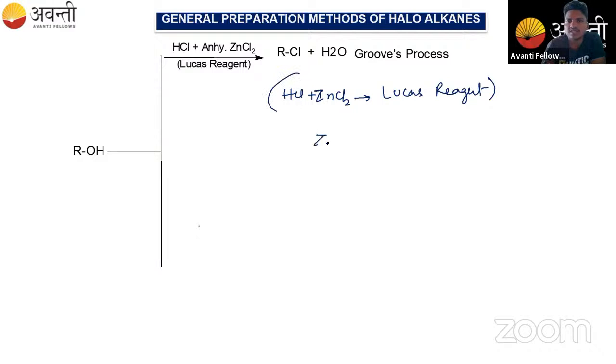So this Lucas reagent will undergo like this: ZnCl2 will become ZnCl2, and from here what do we get? You are going to get Cl minus.